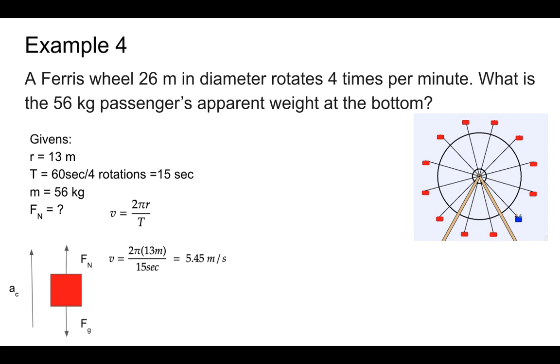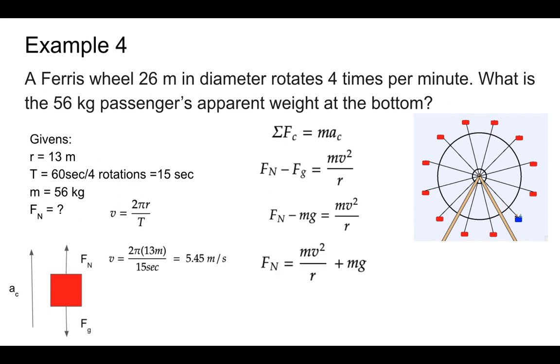Now we're going to write down Newton's second law. Net force is equal to mass times centripetal acceleration. The positive force here is going to be normal force, because that's the direction of centripetal acceleration. So we get normal force minus the force of gravity, because the force of gravity is pointed in the negative direction, equals mass times velocity squared divided by radius. Force of gravity is equal to mass times acceleration of gravity, so I'm going to plug that in, and we're solving for normal force. I'm going to add mass times acceleration of gravity to both sides to get normal force by itself. Now we know everything, and we can plug in our numbers and solve.